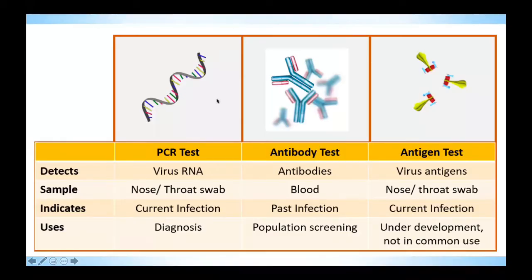What are the differences between molecular tests or PCR tests, antibody tests, and antigen tests? PCR tests or molecular tests are based on RNA or DNA. For the purpose of detecting viruses, for example, SARS-CoV-2, the molecular test or PCR test is based on real-time current infection. It will detect the virus that is in the sample from a nose or throat swab.